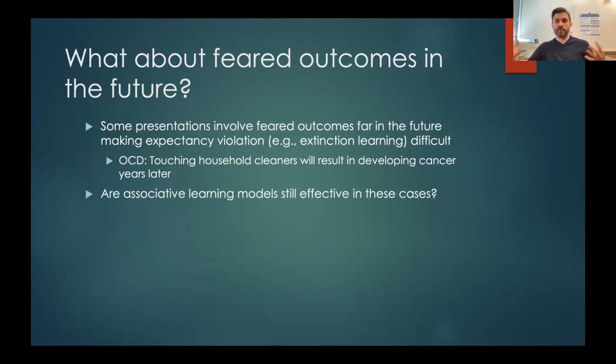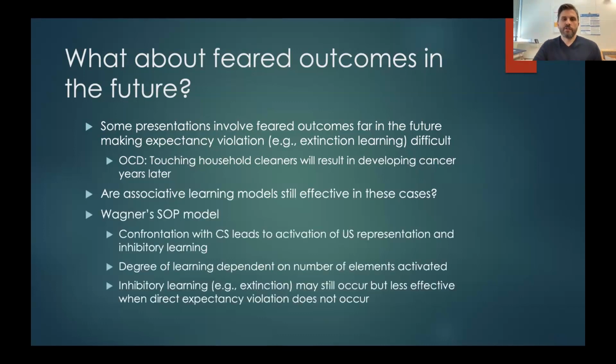So the question is, are associative learning models, the inhibitory retrieval models, still effective in these cases? The short answer is, we still encourage exposure from this standpoint. More empirical evidence is needed, but let me talk you through why it might still be helpful. Allan Wagner's SOP model of learning and memory, for those of you who are learning theorists, you're very familiar with this. It's been around for decades.